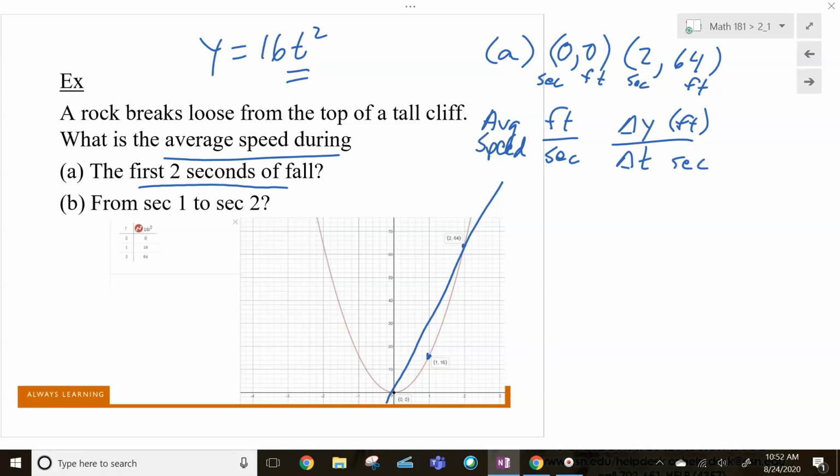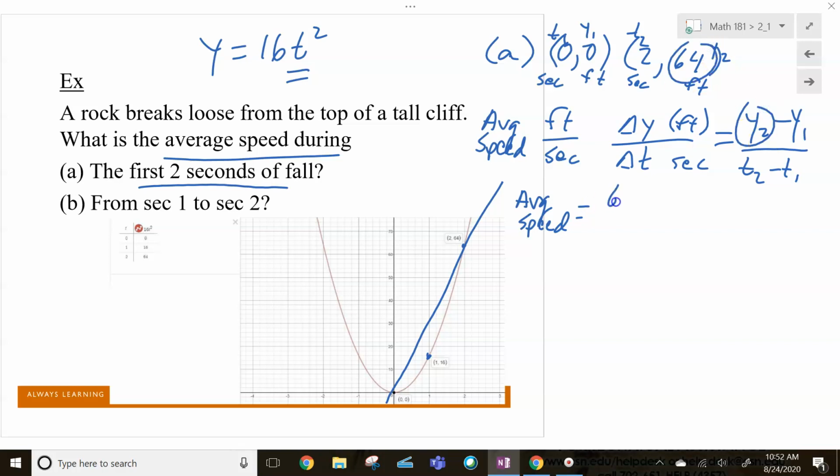So our average speed here would just be y2 minus y1, the change in the distance fallen, over t2 minus t1. This is t1, this is y1. This is the second time, 2 seconds. It's fallen y2, 64 feet. So I'm going to get that change in y over change in t. So my average speed during the first 2 seconds, there's my 64. I'm just finding a slope here. That's all we're doing. We're finding the slope of the secant line.